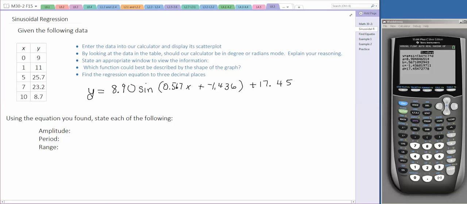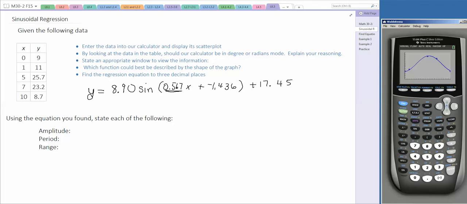Now, our period is still associated with B. What becomes more complicated is if we're looking for our phase shift or our horizontal shift. But at this point, we don't need to worry about that. Now let's graph this and see how the equation fits the data. We can see so far that it's doing a fairly good job of approximating the data. It's running right through it, and so we're doing okay.